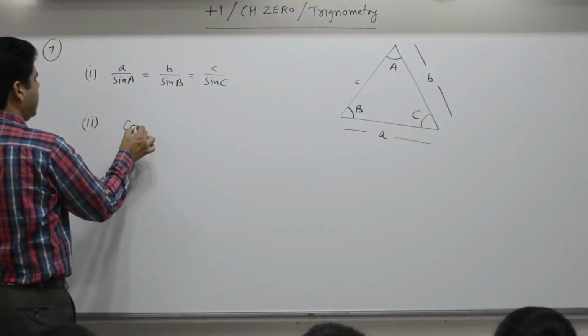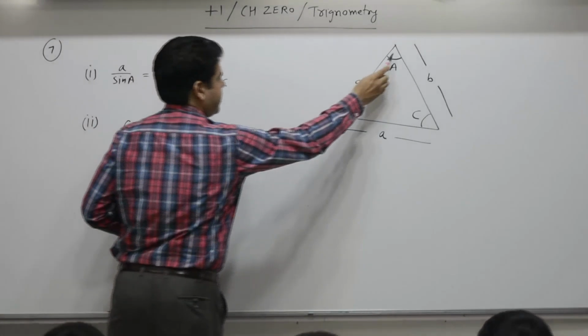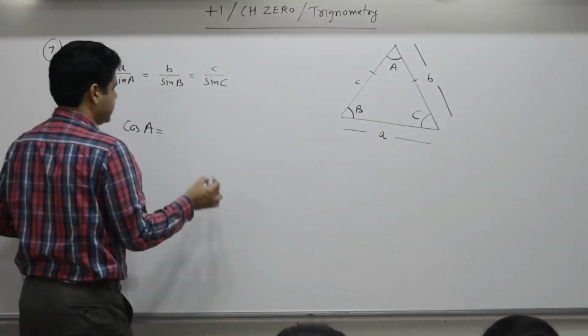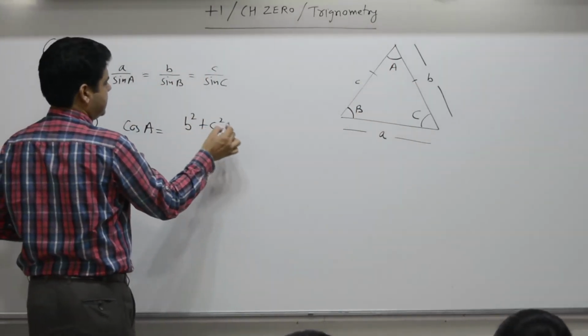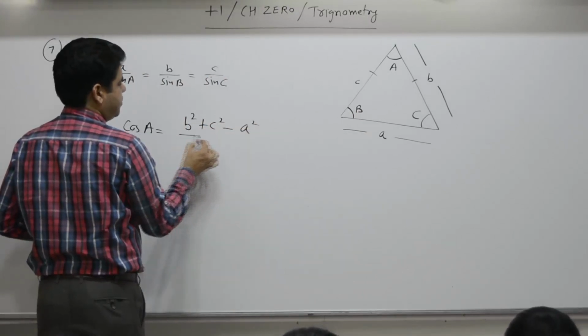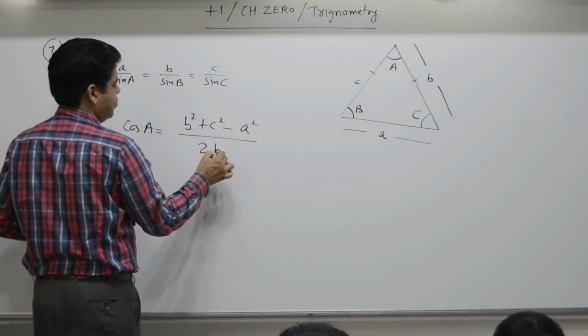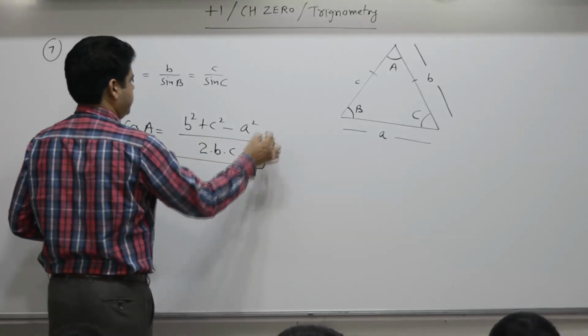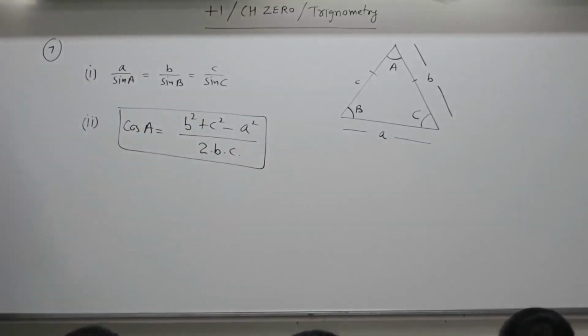Cos of this angle is equal to square of the two sides, B square plus C square, minus square of opposite side, divided by 2BC. This is another formula. Cos of A is equal to B square plus C square minus A square divided by 2BC. In book it is written in different form, nothing to worry. To be used for competitions.